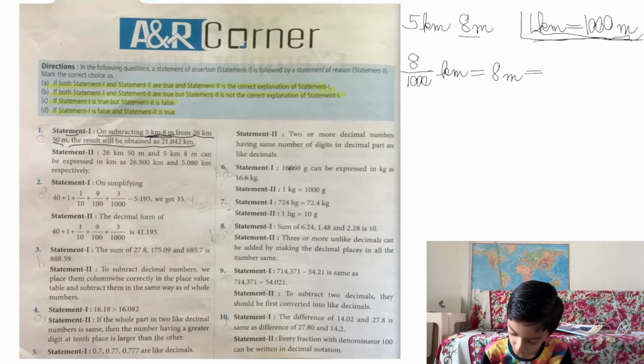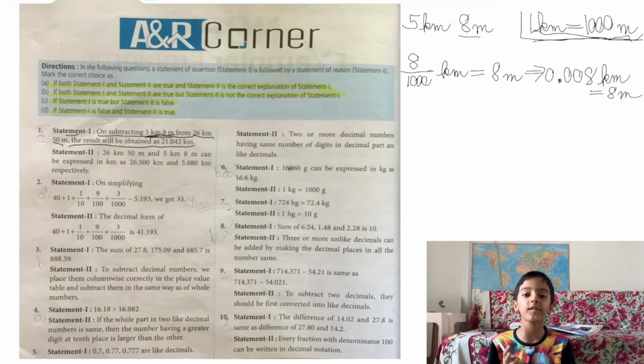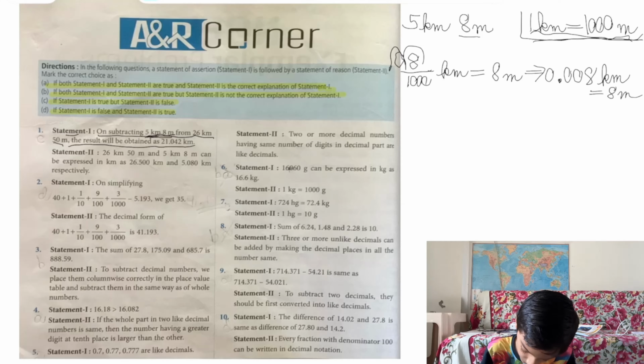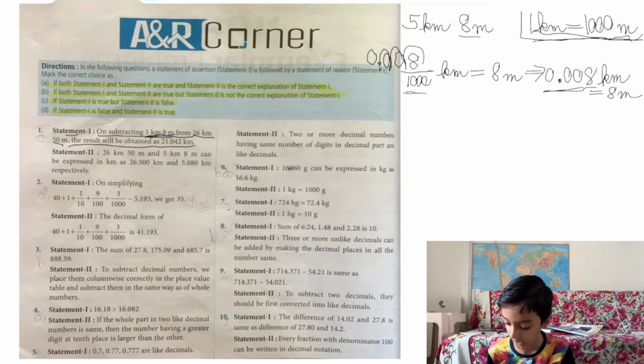Here 8 by 1000 can be rewritten, because in the denominator there is 1000, and in 1000 there are 3 zeros. So in the numerator we will shift the point 3 places to the left. So here first place, second, and here we'll add a 0, and third. Here also we'll add a 0 and the point. So that's why I can write 8 by 1000 as 0.008 kilometers, because in the denominator there are 3 zeros. So here 0.008 kilometers is equal to 8 meter.